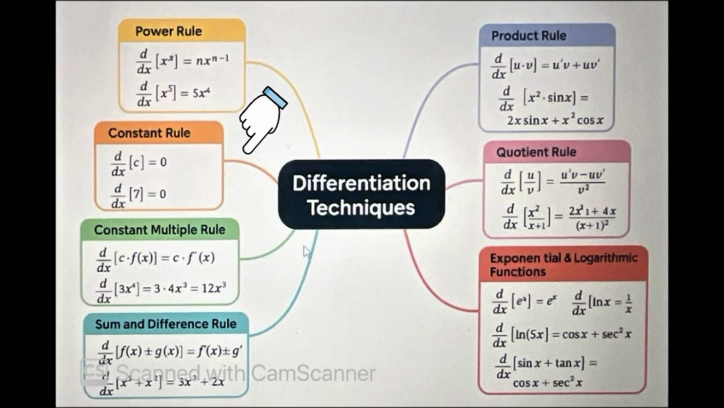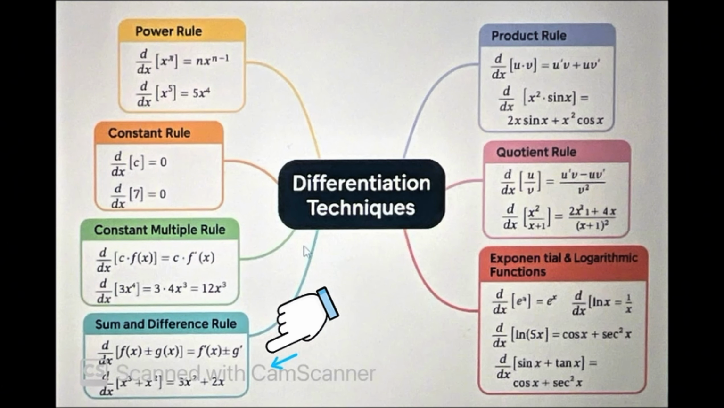Next is the constant rule. If a function is a constant, its derivative is 0. For instance, the derivative of 7 is 0. This makes sense because constants don't make a change. The constant multiple rule tells us that if a constant multiplies a function, we can differentiate the function and then multiply by the constant. For example, the derivative of 3x to the power of 4 is 12x to the power of 3.